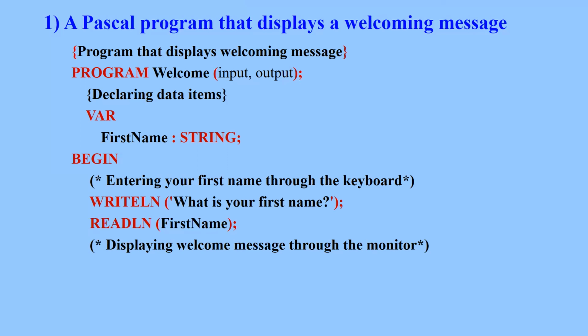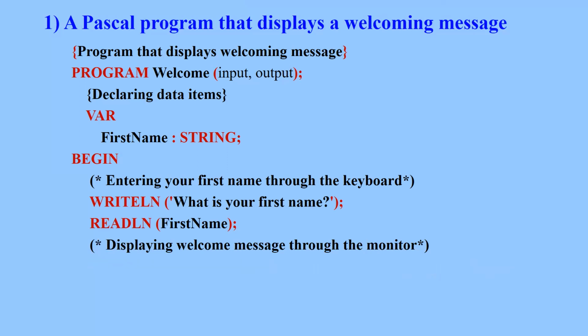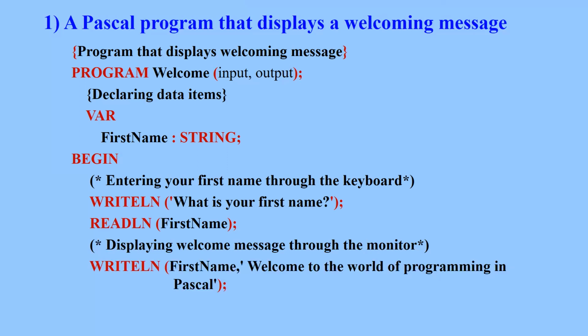Next is a comment for displaying welcome message to the monitor. So what follows here, the next statement, is for displaying the welcome message on the screen. And here it is, write line, bracket. So write line what?